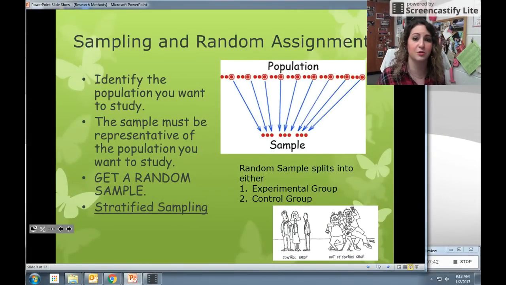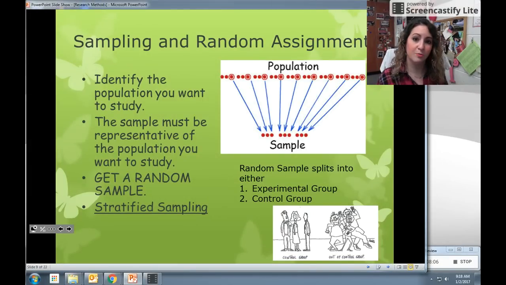And then you're going to take those 300 in the sample, and you're going to equally split them randomly, like heads or tails, odds and evens, something like that, into two groups, the experimental group and the control group. And so the AP test really needs you to know the difference between population, sample, experimental group, and control group, and how you get all those things randomly.